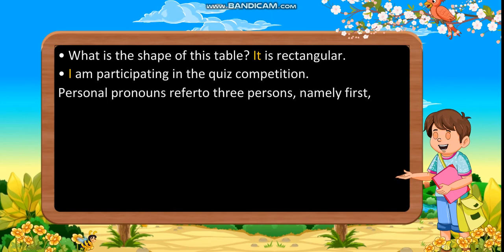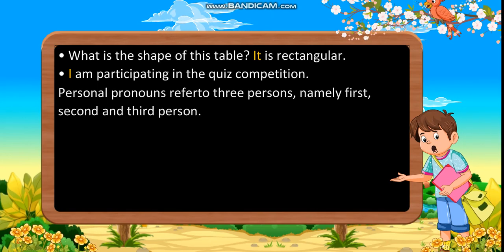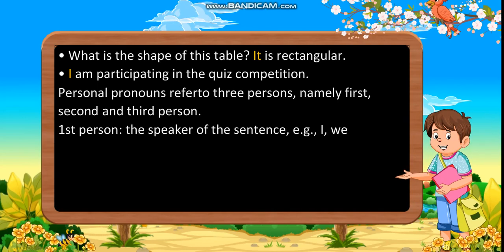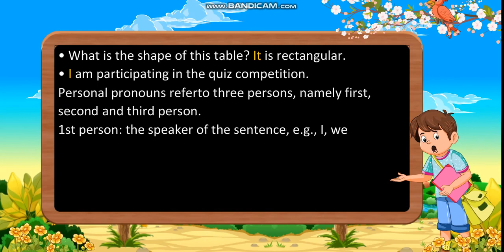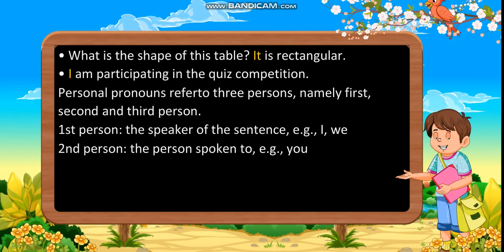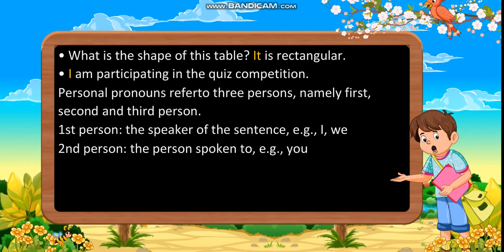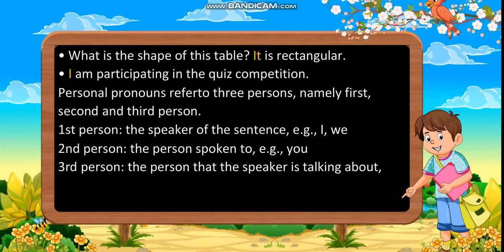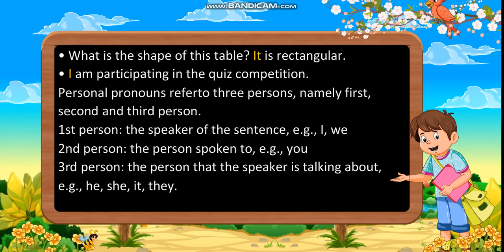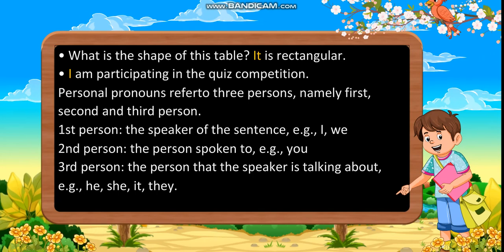Personal pronouns refer to three persons, namely first, second, and third person. First person, the speaker of the sentence. Example: I, we. Second person, the person spoken to. Example: you. Third person, the person that the speaker is talking about. Example: he, she, it, they.